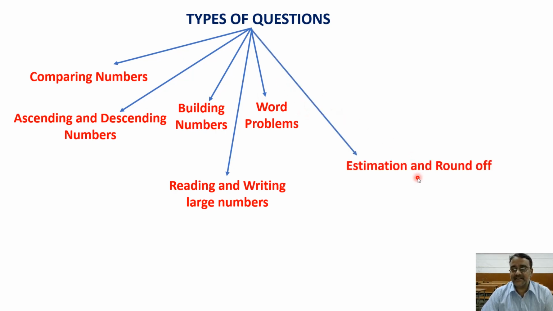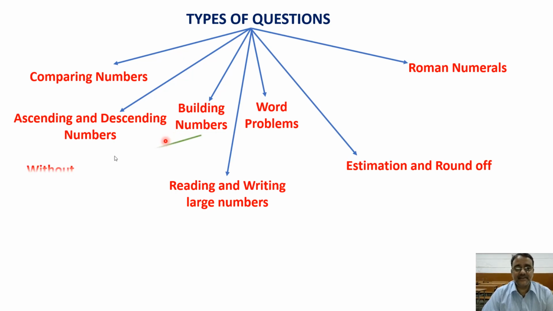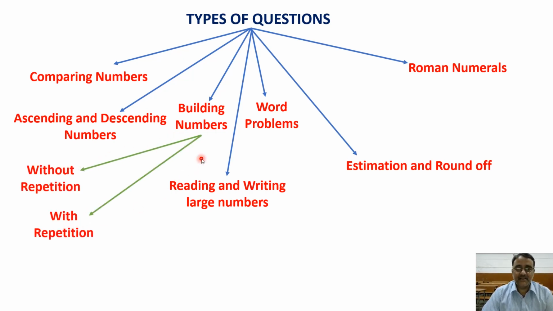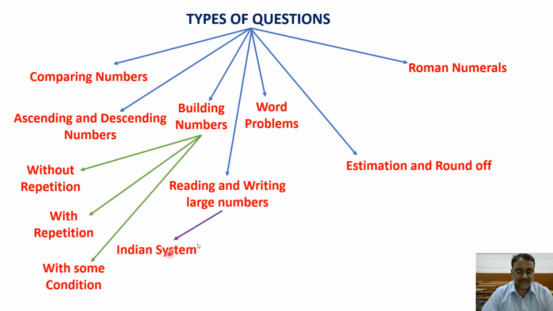And the next one is estimation and round off. And the last one is Roman numerals. Now in building numbers, we have again three types of questions: one is without repetition, with repetition, and with some conditions. And in reading and writing large numbers we have two types: one is Indian system and another is international system.